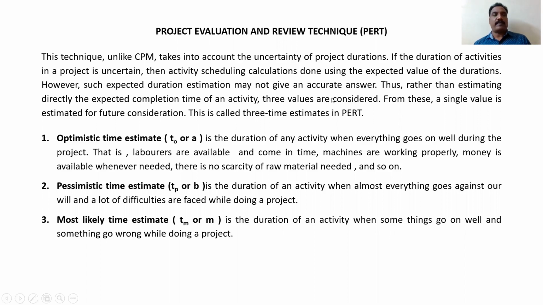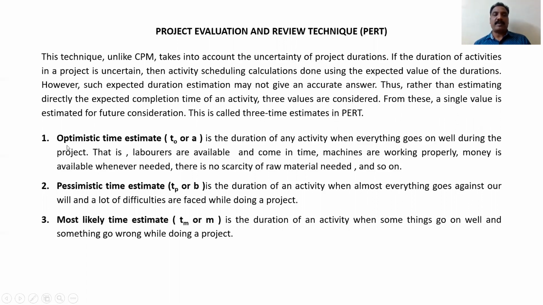If the duration of activities in a project is uncertain, then activity scheduling calculation is done using the expected value of the duration. However, such an expected duration estimate may not give an accurate answer. Thus, rather than estimating directly the expected completion time of an activity, three values are considered. From these, a single value is estimated for future consideration. This is called the three-time estimates in PERT.